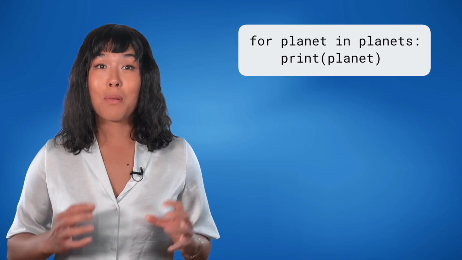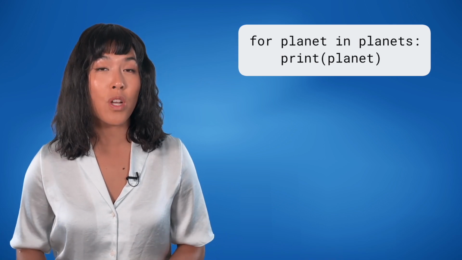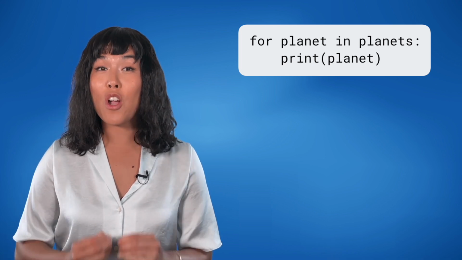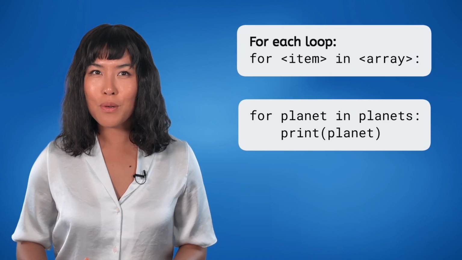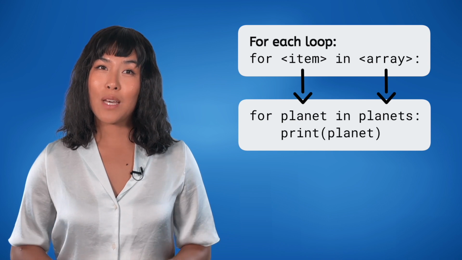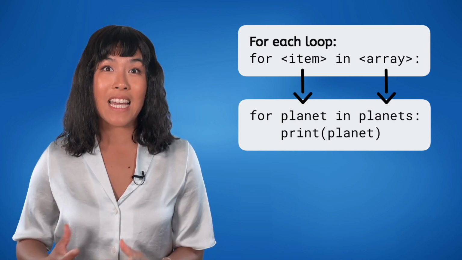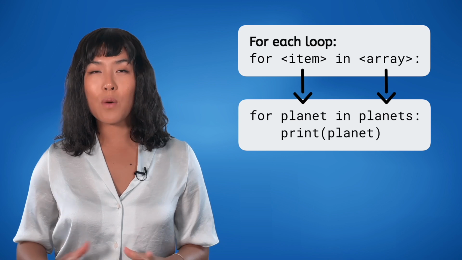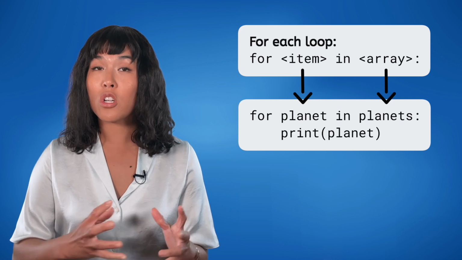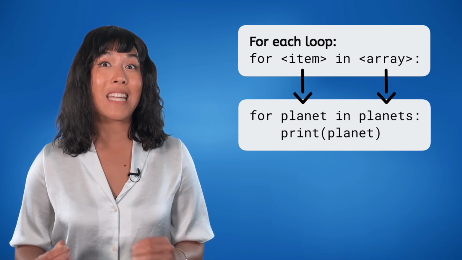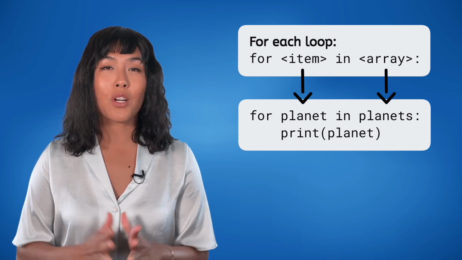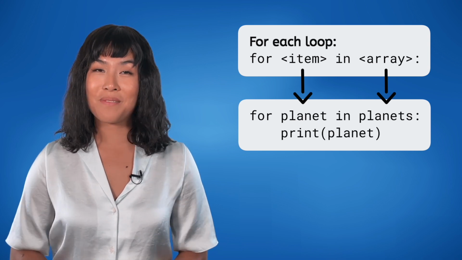In this loop, planet represents the current item we are looking at in the array, and planets is the array we are looking through. This type of loop is called a for each loop, and it is a special type of for loop. It will loop through each item within an array. For this specific loop, it will go through every item within the array named planets, and each time it will copy the current item to the variable named planet. The code print planet will print the name of the current planet that the loop is looking at.